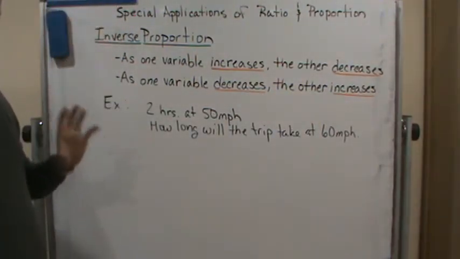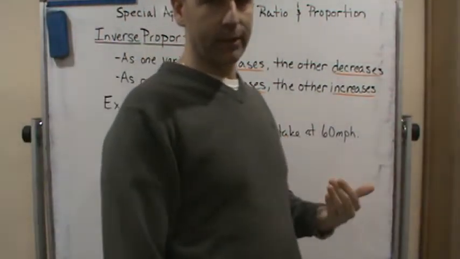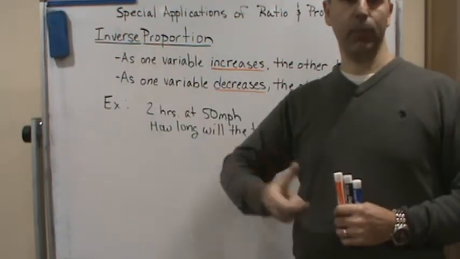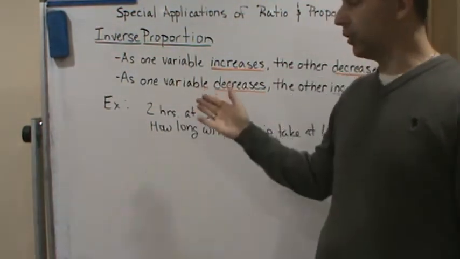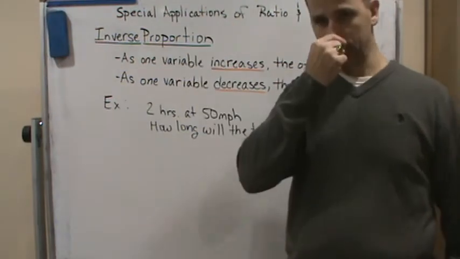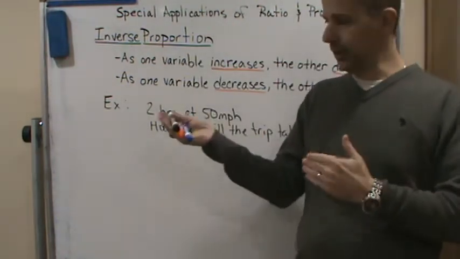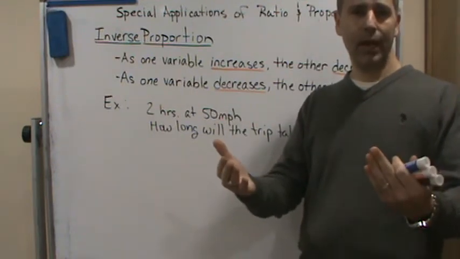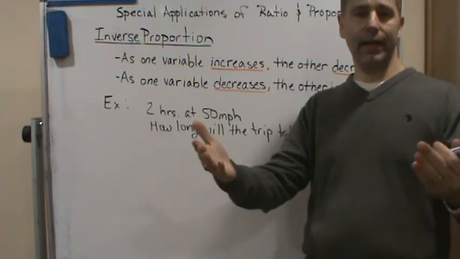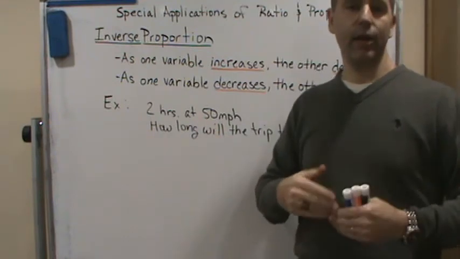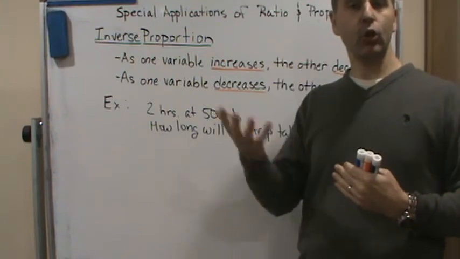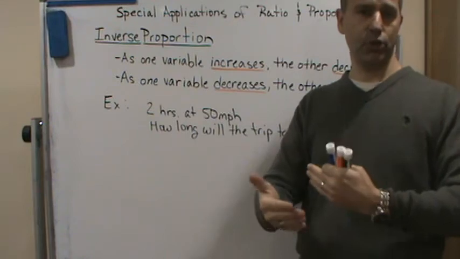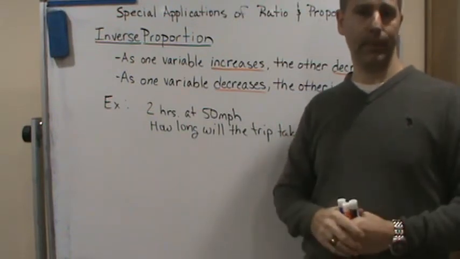Again, to compare with direct variation, that is where the two variables change in the same direction. They both go up or they both go down. Here, the two variables change in opposite directions. For example, if I'm going a certain distance and it takes me a certain amount of time going one speed, if I increase that speed, intuitively I know it's going to take me a shorter amount of time to get there. That's an inverse proportion that we could talk about.